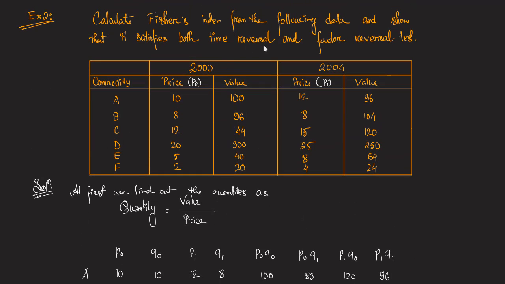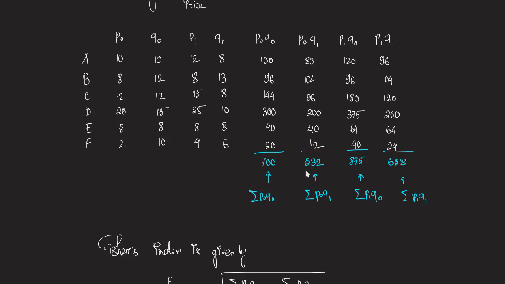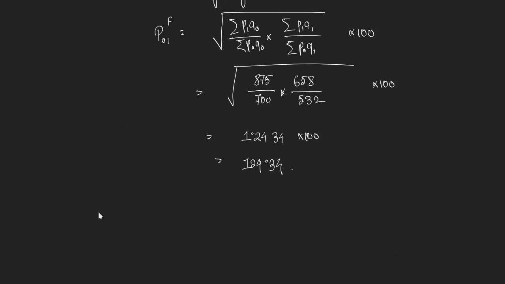Also you will have to test the time reversal and factor reversal test, right? So what is needed for the time reversal test? For the time reversal test, P01 into P10 should be equal to 1. So P01 we have already calculated as 124.34. Now we have to calculate Fisher's P10F.